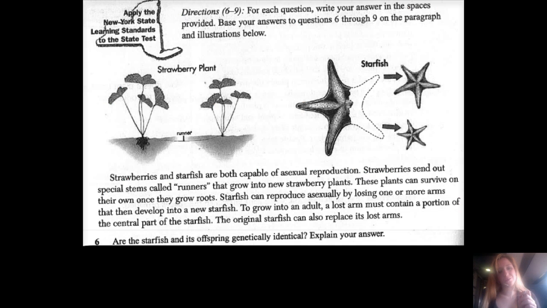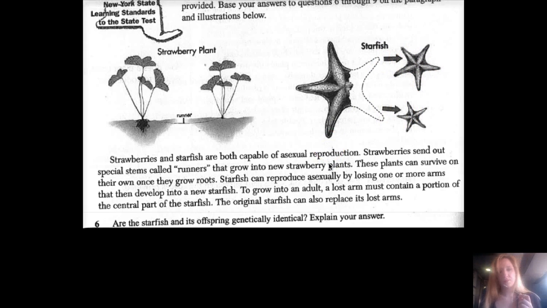Okay, now for some questions using a diagram. So questions 6 through 9. For each question, write your answer in the spaces provided. Base your answer on questions 6 through 9 on the paragraph and illustrations below. Alright, so we see a strawberry plant, we see a runner, maybe we'll learn what that is. We see a starfish, we see some pieces missing, and then we see an arrow, and we see a new starfish, and an arrow to another starfish. Alright.